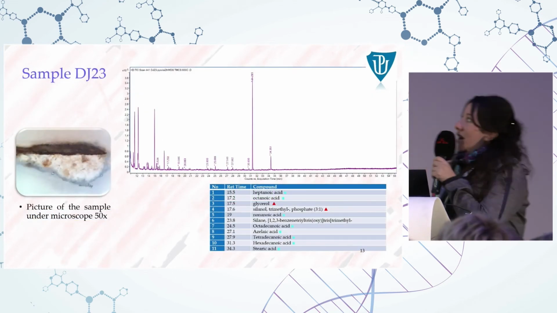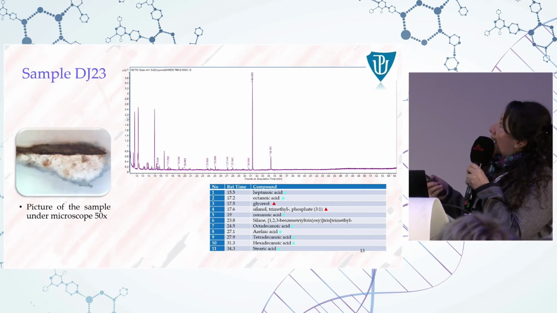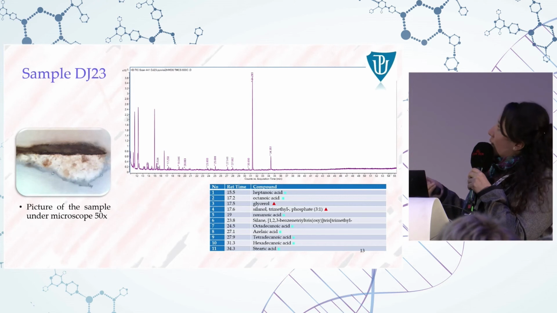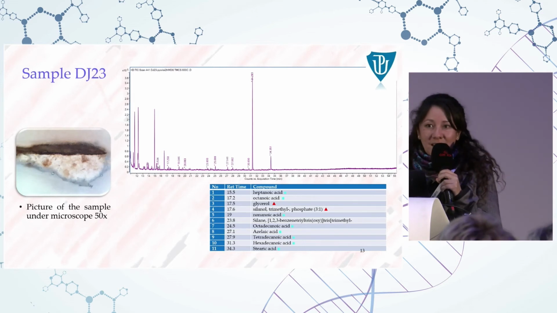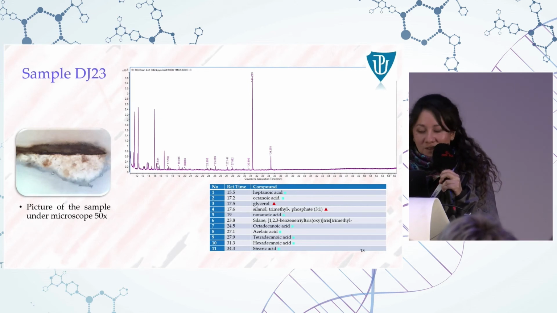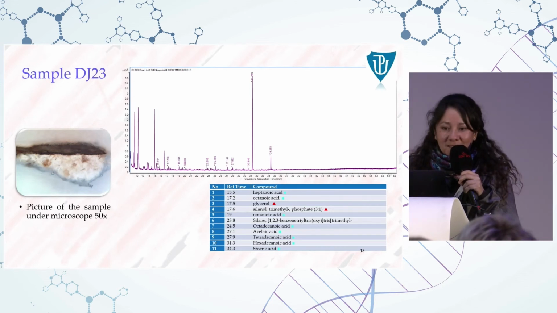So now we have another sample coming from the same mural, and additionally, we find glycerol and phosphate. As you know, the proteins that are in egg yolk have a very high content of phosphates. So this comes from that, and this also confirms the proteinaceous tempera execution technique.